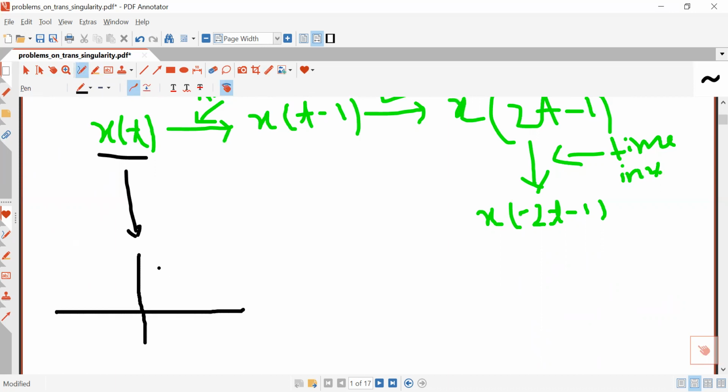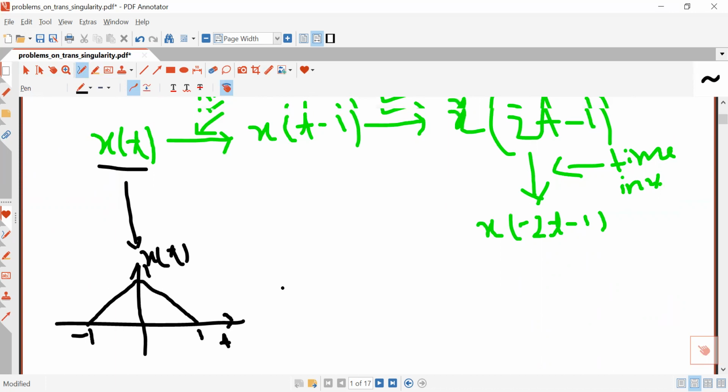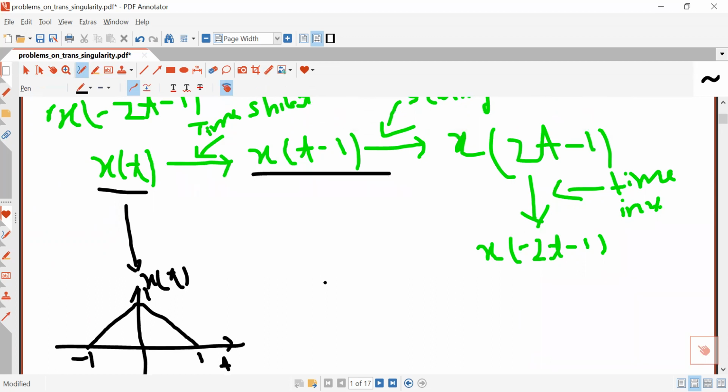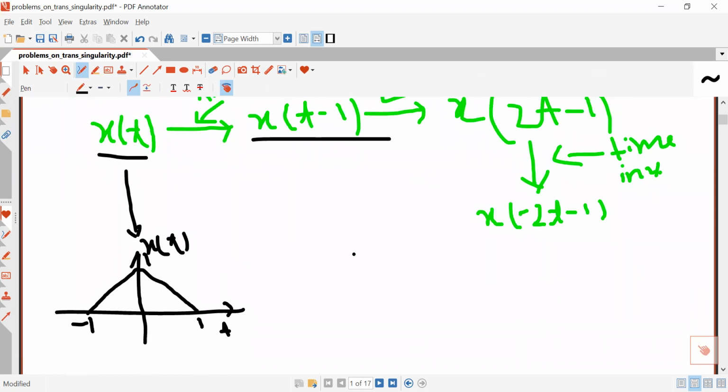This is the original signal, which crosses the time axis at -1 and +1. This is the time axis. Now you have to shift the signal by 1 unit in the right direction.